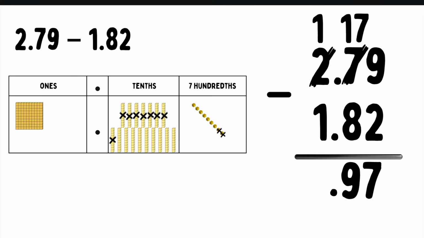Let's drop down the decimal. Now we can subtract the wholes, or the ones. 1 minus 1. That means we have 0. The difference is 0.97, or 97 hundredths.